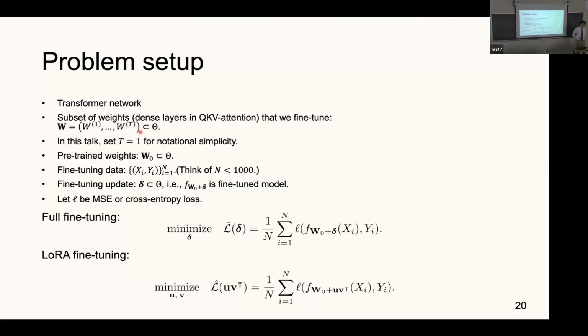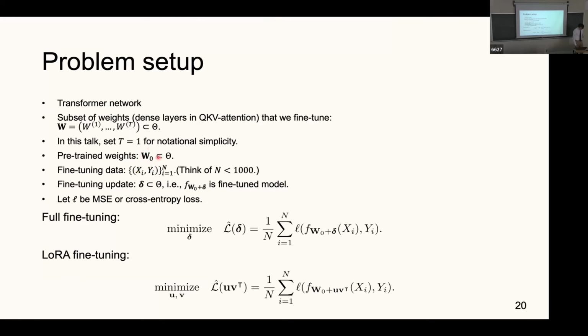These are the linear operators in the attention layers, so all these W's are matrices. There are going to be many matrices within your neural network architecture, capital T in total. For the sake of notational simplicity, I'll just say that T is equal to 1, so there's only one matrix in the entire network that we're fine-tuning. In the actual paper, we can fine-tune as many matrices as we want, but the notation needs to carry around more indices if we do that.